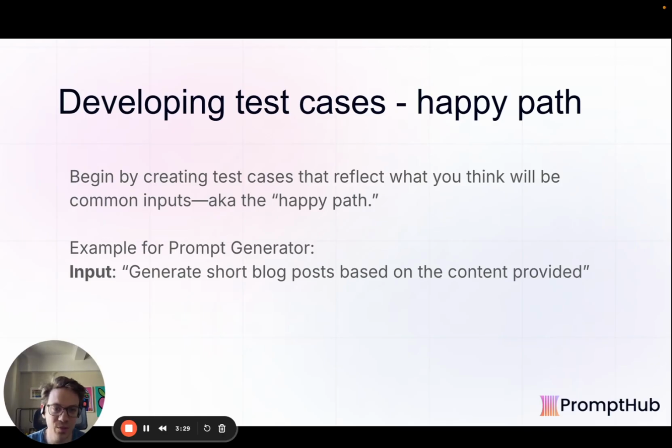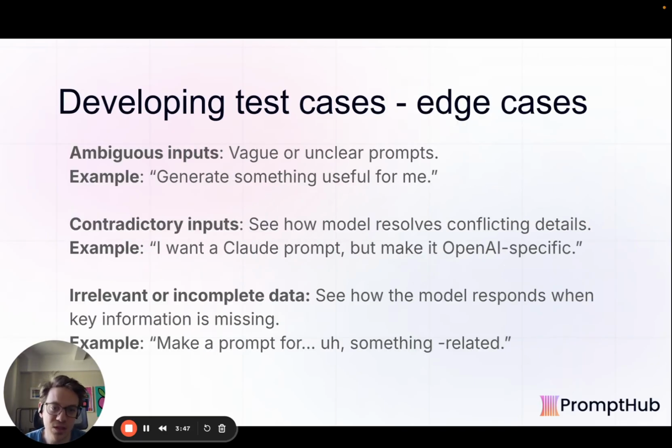The classic ones to test against would be the happy path. This is common or expected inputs from the users. For us, it could be "I need a prompt that generates blog posts based on content," or "I need a prompt that classifies sentiment based on X, Y, or Z." That would be typical. The more important ones to test against, and the ones that are more forgotten about, are the edge cases: ambiguous inputs, things that are unclear, contradictory inputs, things that go against each other, and irrelevant or incomplete inputs. What if we're expecting a user to put a task description for us to generate a prompt from, and they just input blank or "hi"? How should we handle that?